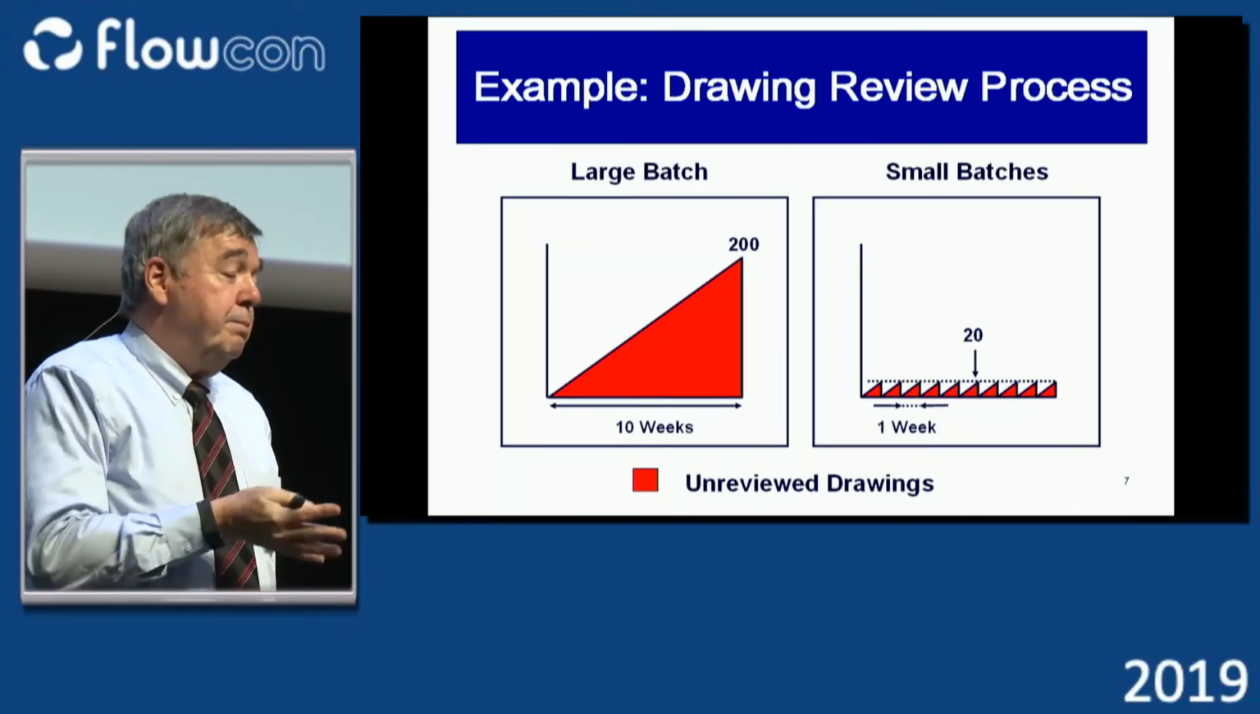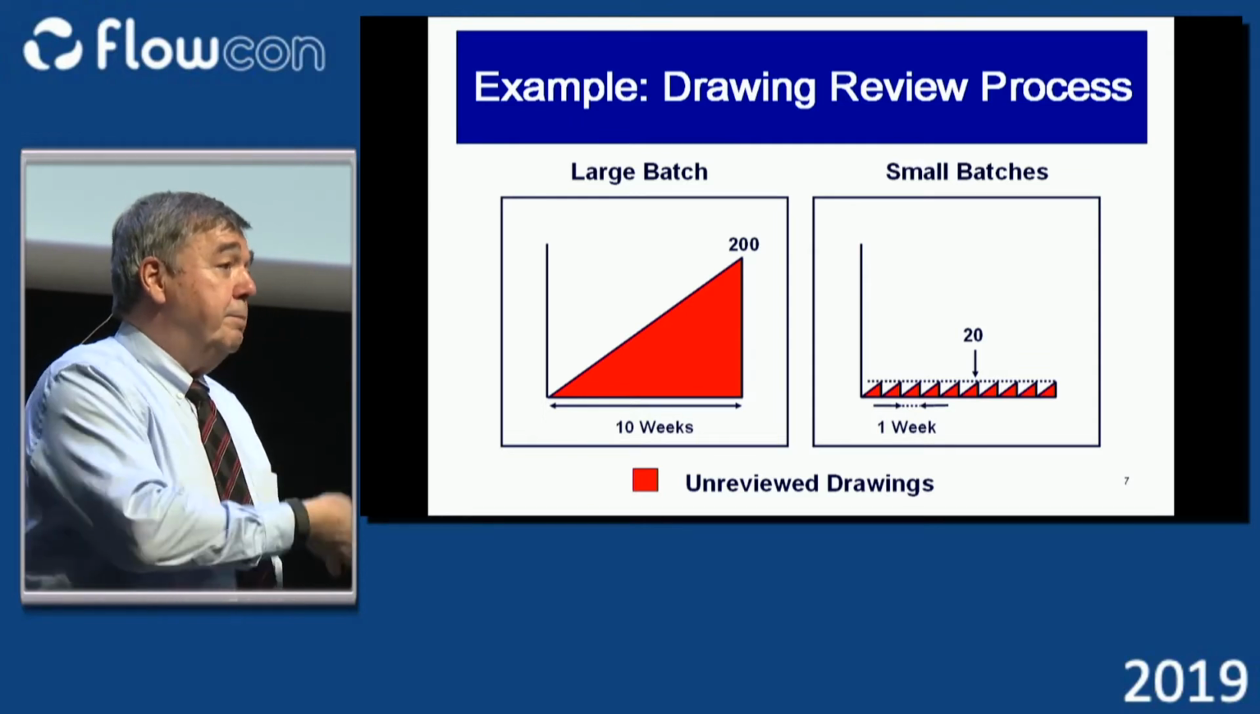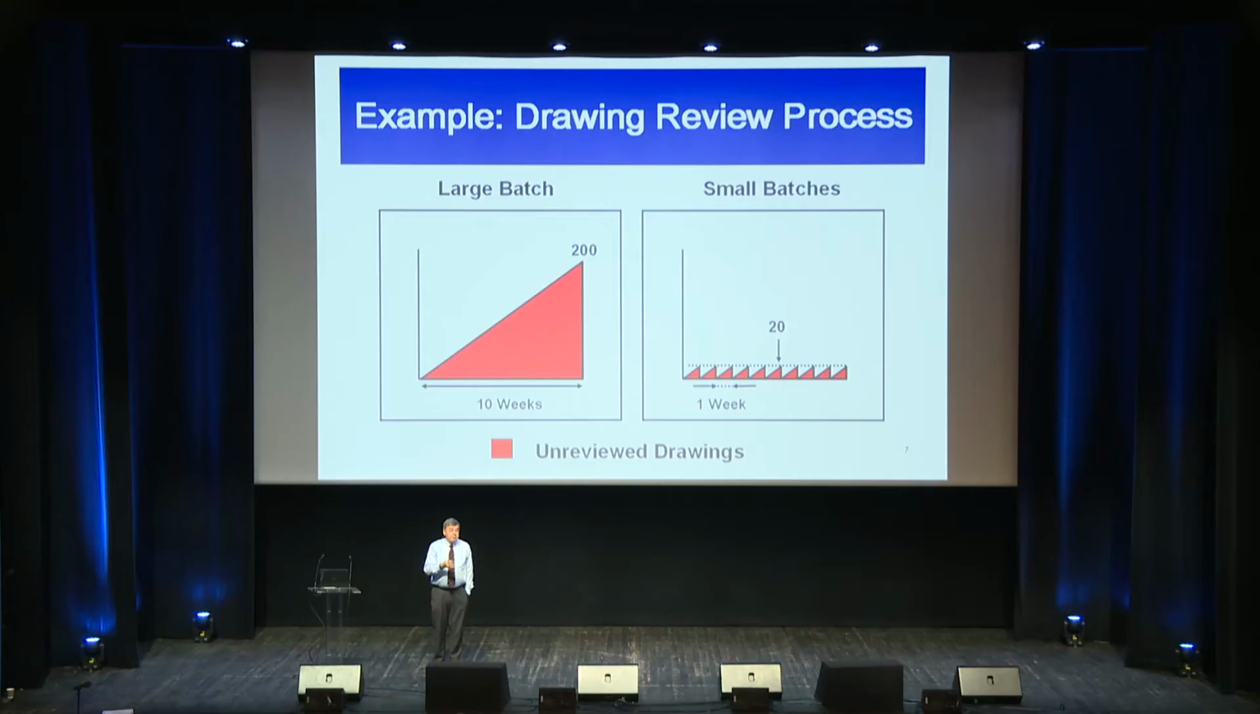So we started modifying upstream testing processes to be able to get the information earlier. And the same is true in drawing review in a mechanical design process. There will be a handful of issues that require having the entire system. The vast majority of the issues are things that relate to adjacent components, and they can be reviewed very effectively in smaller reviews.